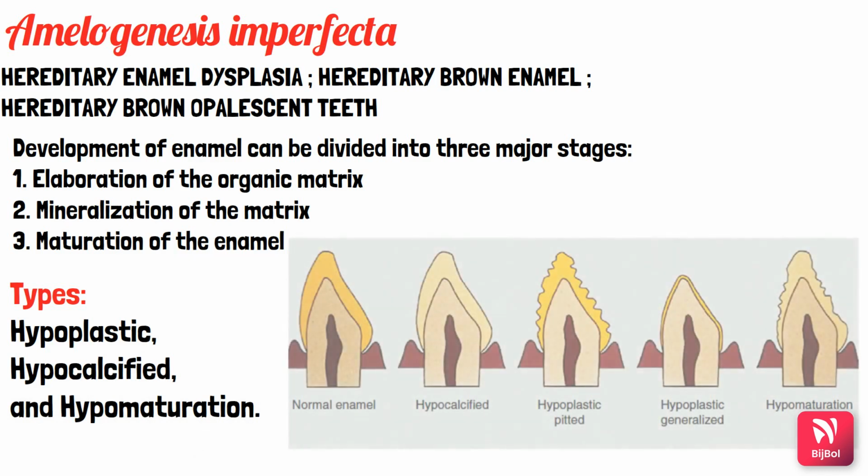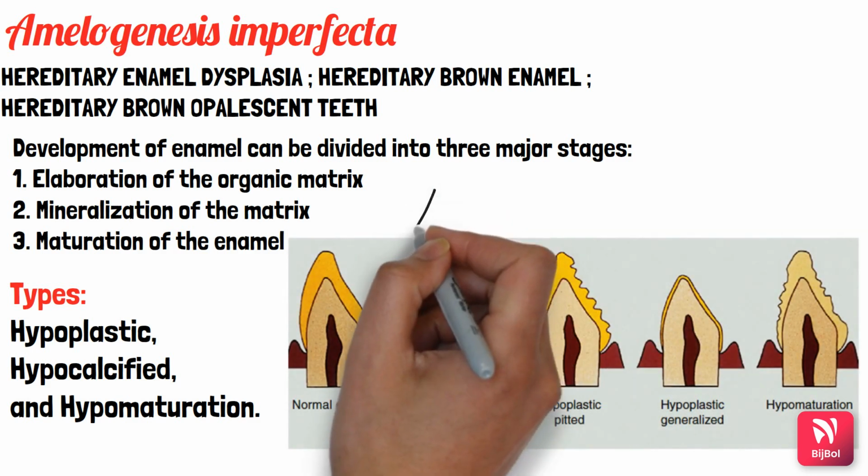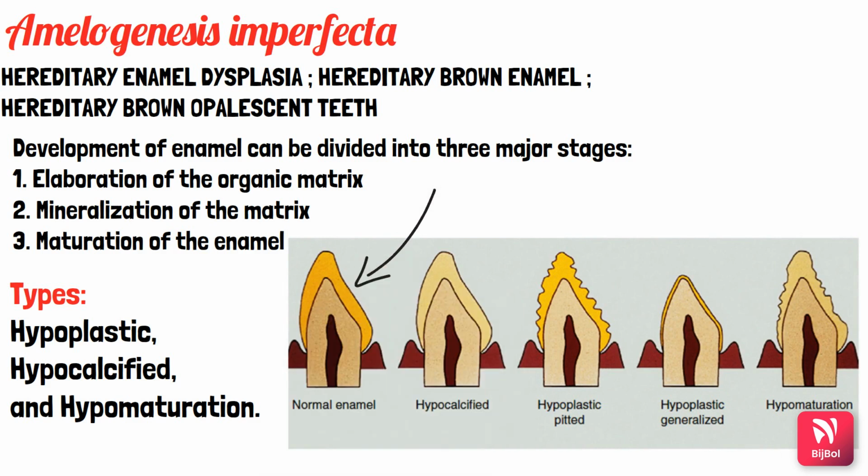Here is a picture showing a descriptive diagram of the different types of amelogenesis imperfecta. The first picture represents normal enamel, which has a good amount of organic matrix, good mineralization and maturation, so it has good thickness and good color. The next type is the hypoplastic pitted variety, where hypoplastic means a defective organic matrix. Because of the defective organic matrix you can see pits, but whatever organic matrix has been deposited has undergone good mineralization and maturation. That is why the color is retained, but there are pits.